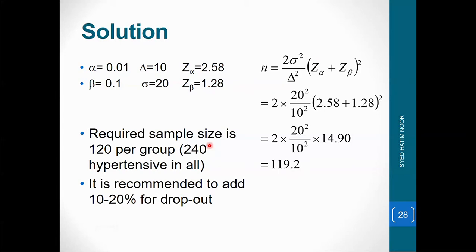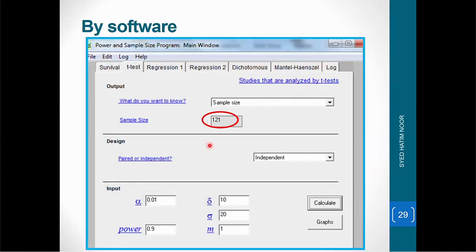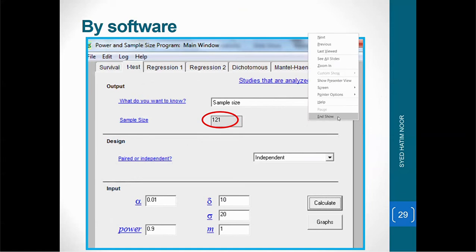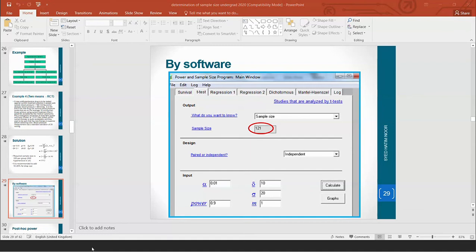Alright, for this one we can use software, the PS software. Let us open the PS software. So this is PS software. I don't know what version now. This is an old version already, a long time I did not update. Version 3.12. So just click continue.